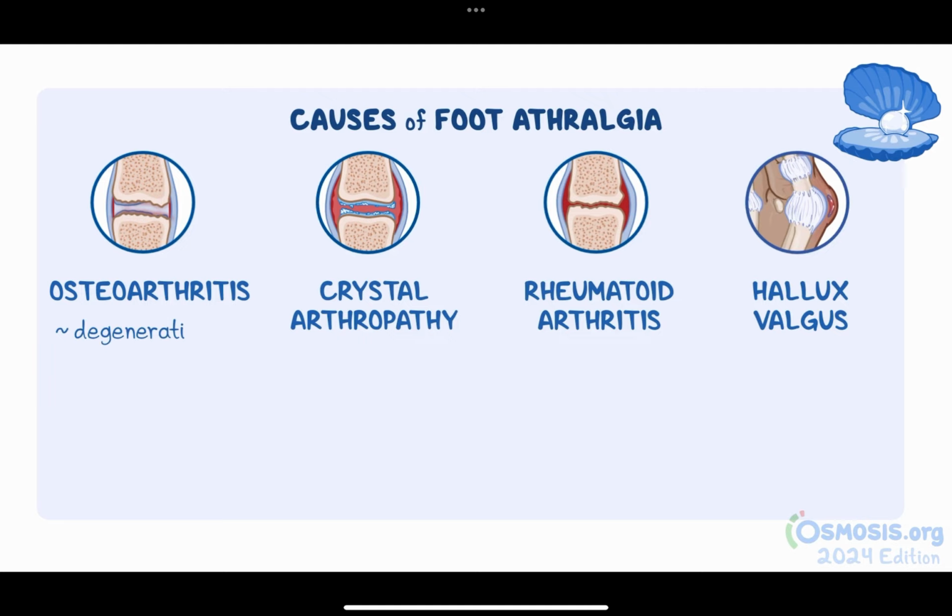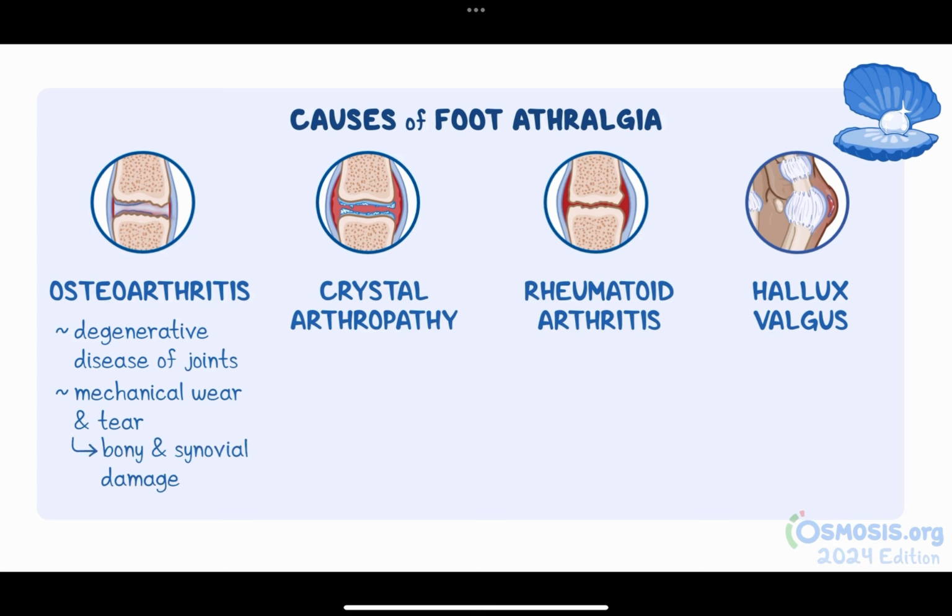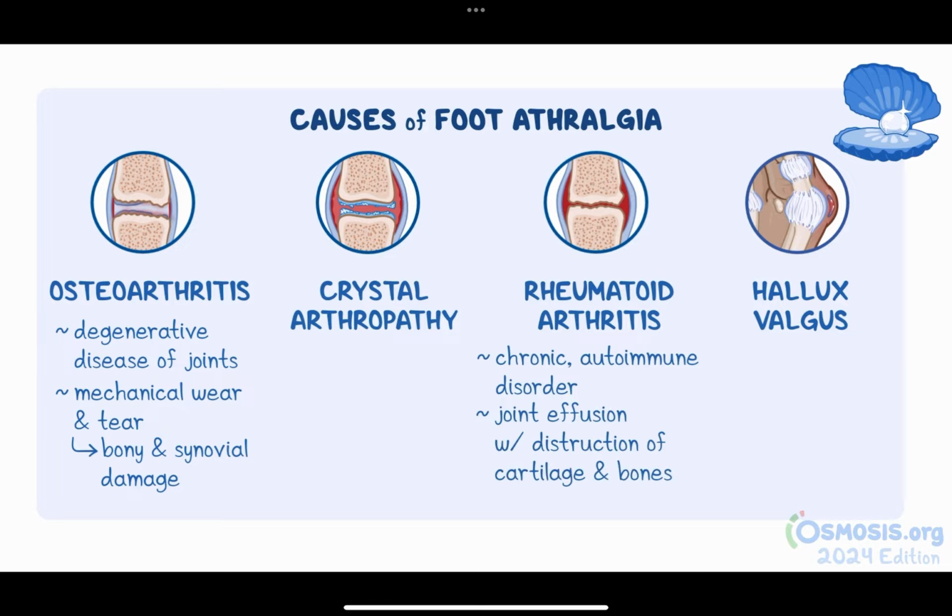Osteoarthritis is a degenerative disease of the joints, characterized by mechanical wear and tear injury to articular cartilage, resulting in bony and synovial damage. On the other hand, rheumatoid arthritis is a chronic autoimmune disorder that involves symmetric inflammation of the synovial joints, leading to joint effusion with eventual destruction of cartilage and bones.